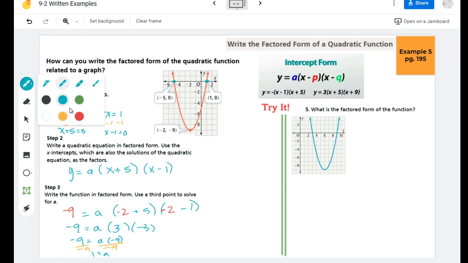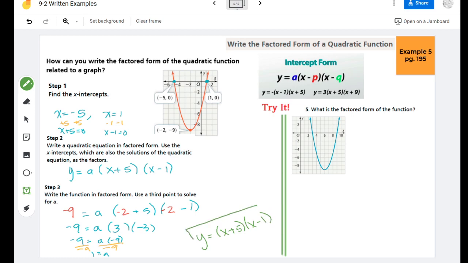And so my final equation would be y, or f of x, equals 1. So I don't have to fill in a 1 at all, right? It's just 1 times x plus 5, x minus 1, like that. Okay, so now let's go ahead and do that same thing here in the try it.